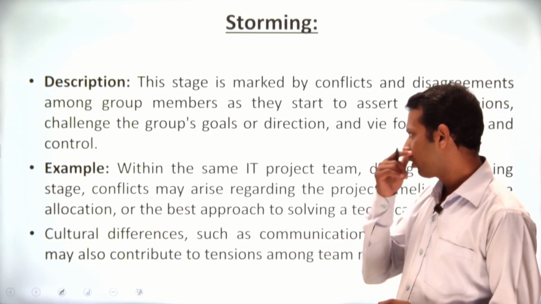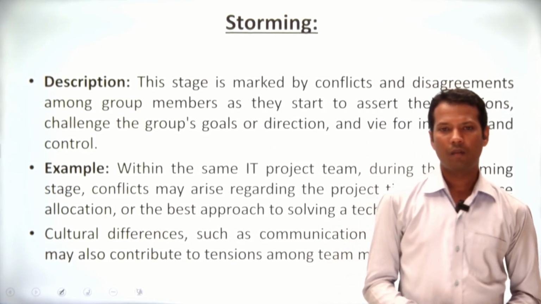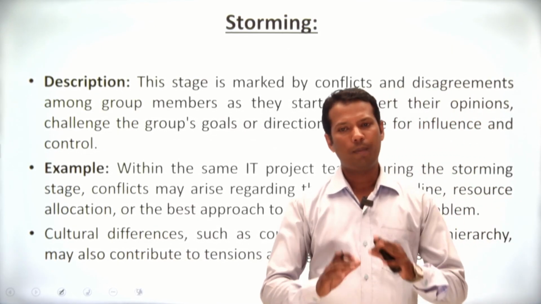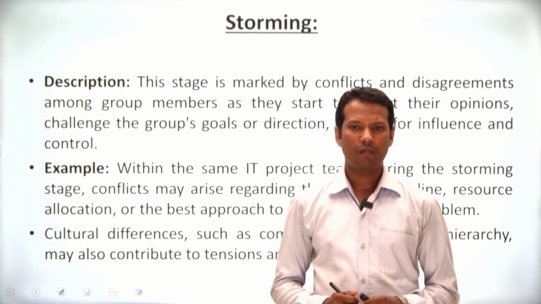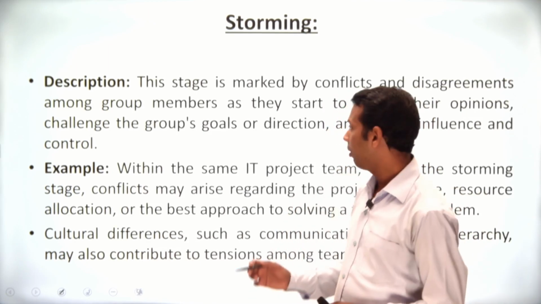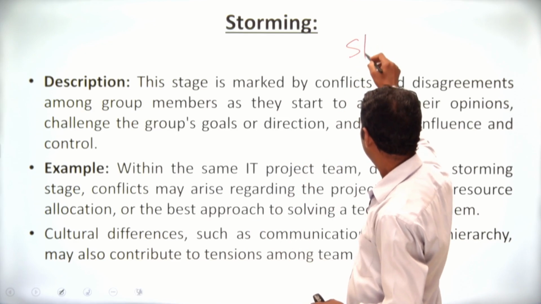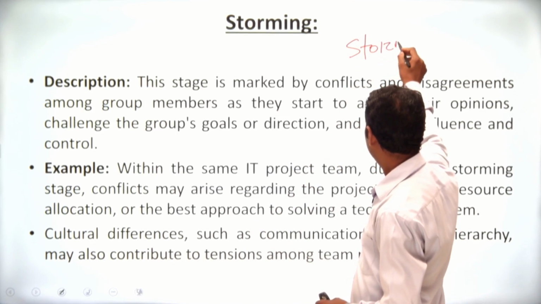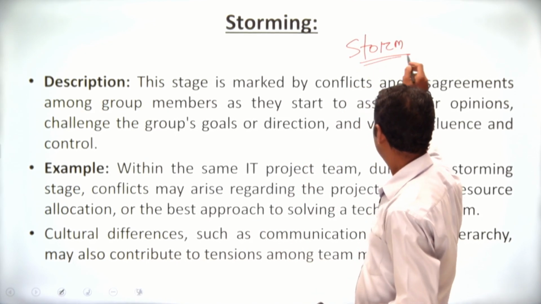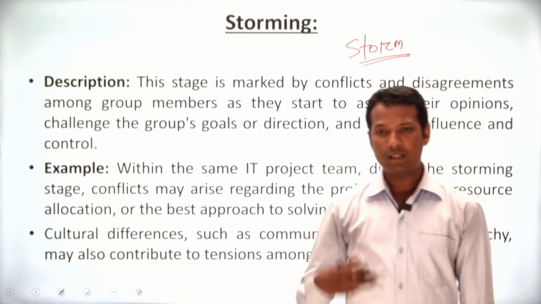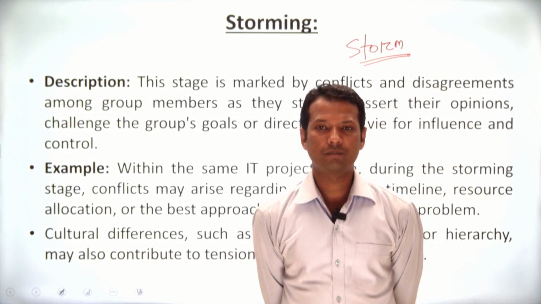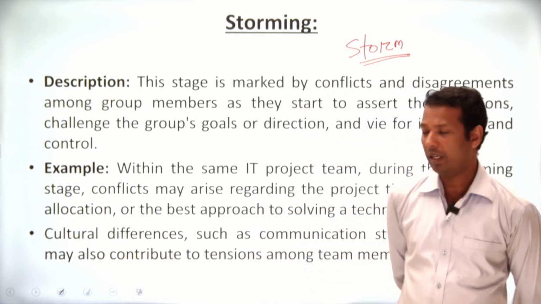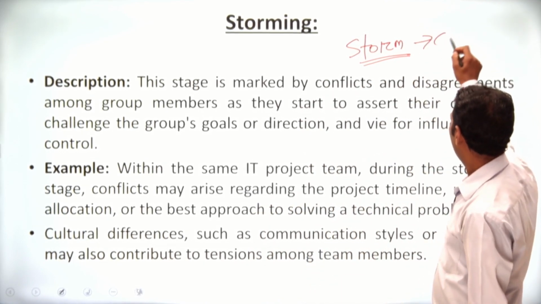Next, storming. What do you mean by storming? A group has already been formed. Storming comes from storm. So what happens when there is a storm? When there is a storm, what actually happens? Chaos.